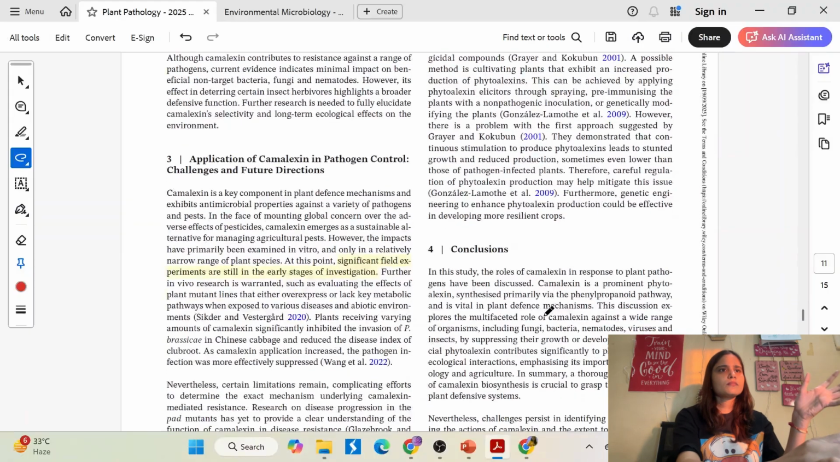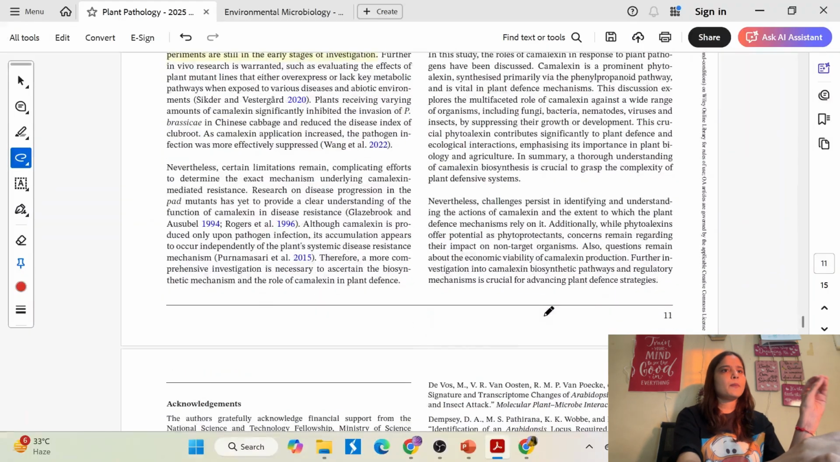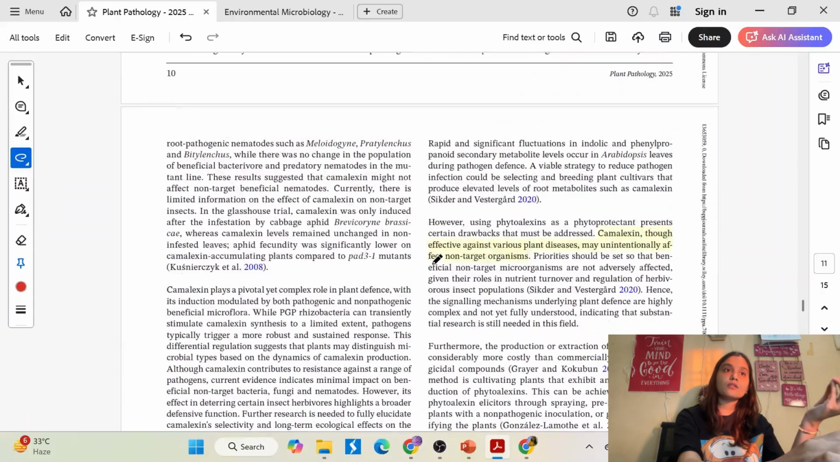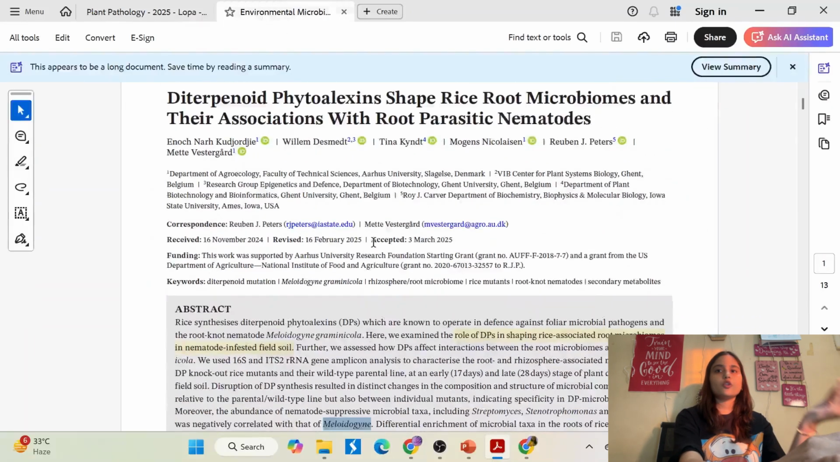Okay, so they have concluded the paper lastly. Okay, so this was about phytoalexin, particularly about camalexin. It was a general overview. Okay, it is a short overview. The next paper I will give a short look into this.